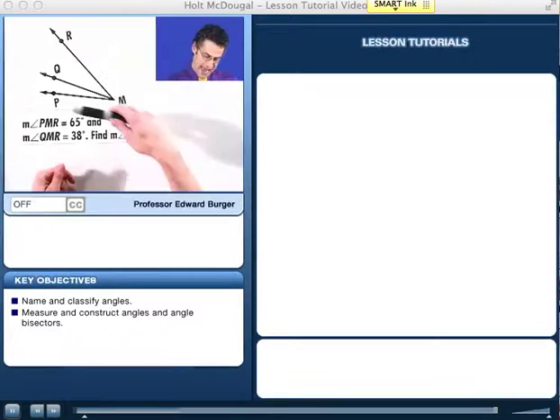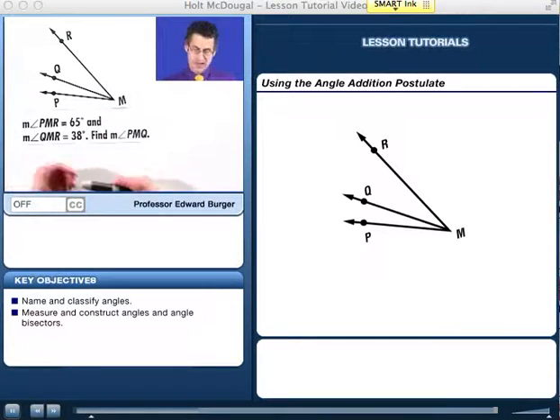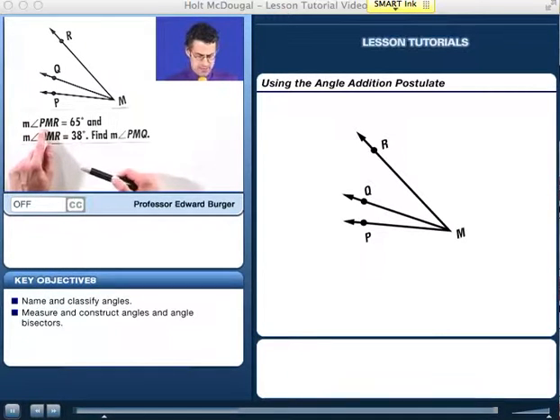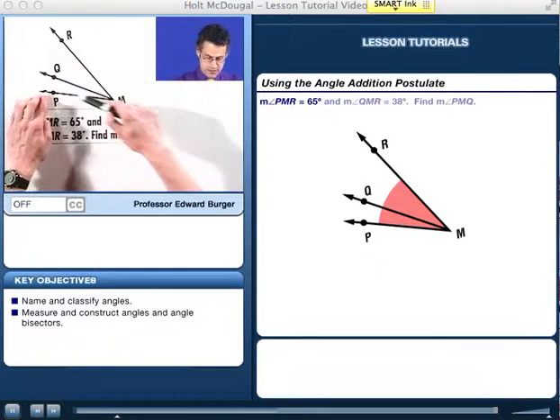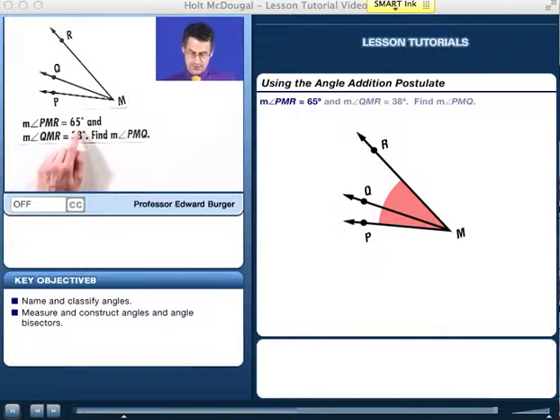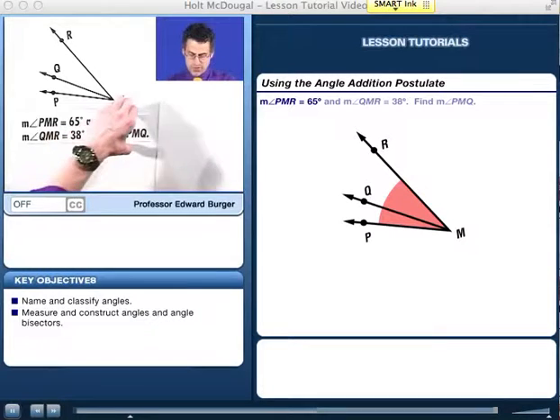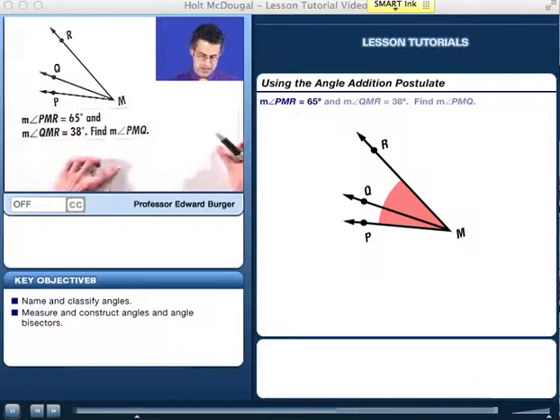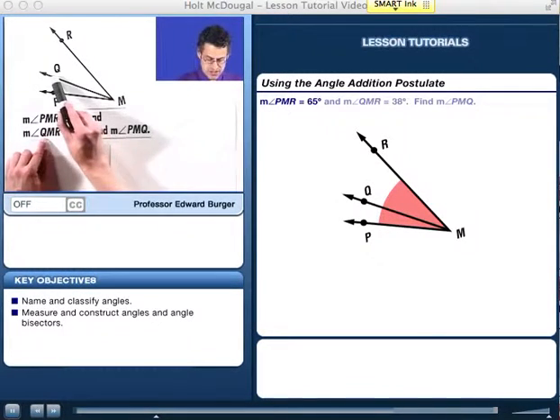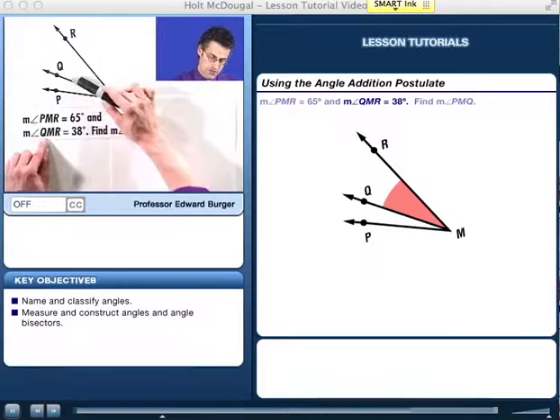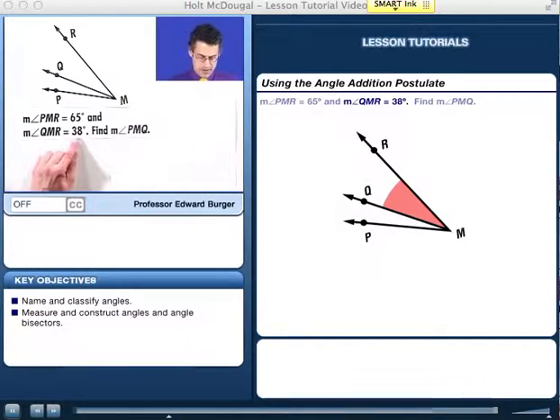A bunch of angles here, and we're told a lot of things about them. The first thing we know is that the measure of angle PMR, so that's that really, really big angle there, has measure 65 degrees. So we're told that. So that's a piece of information that we can use, this entire angle, 65 degrees in measure. The measure of angle QMR, let's see where that is, QMR, so that little wedge right there, turns out to have a measure of 38 degrees.